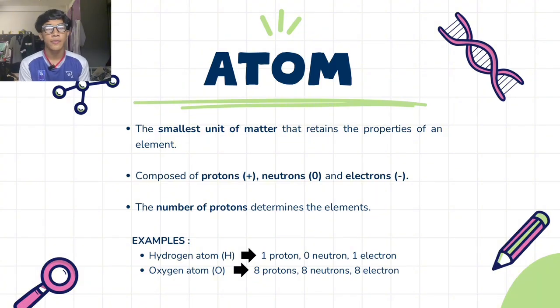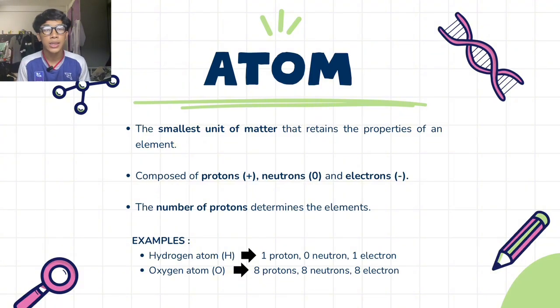Atoms are made up of three particles, which are protons, neutrons, and electrons. Protons have positive charge, neutrons have no charge, and electrons have negative charge. The number of protons is important because it determines the element.